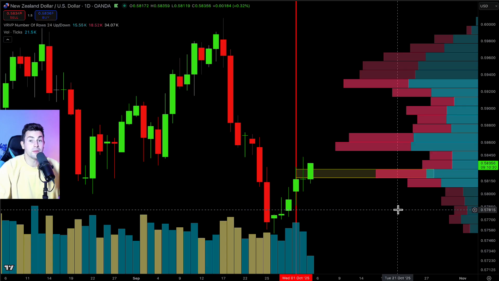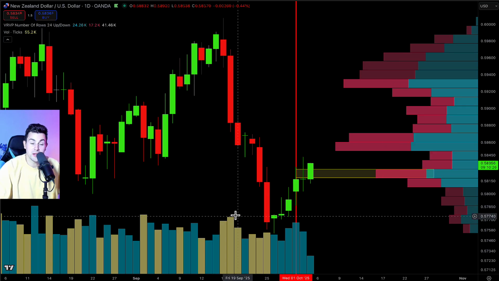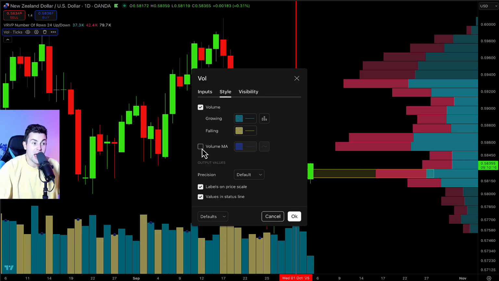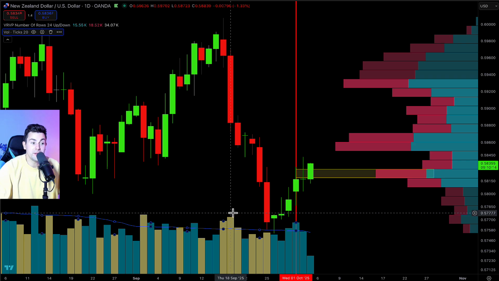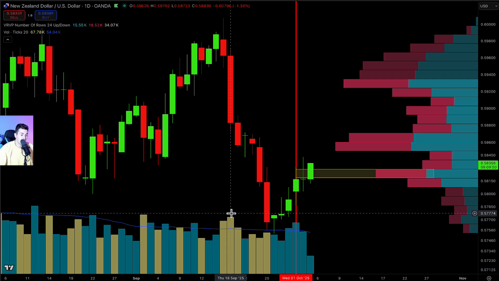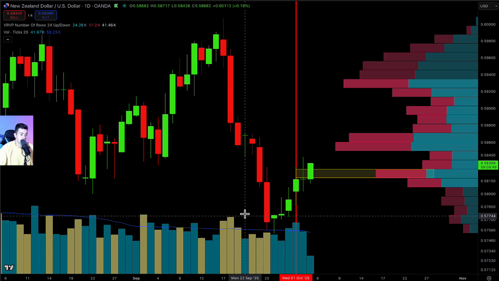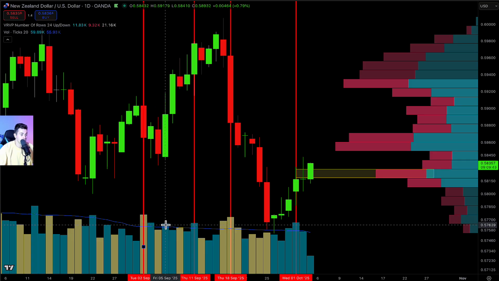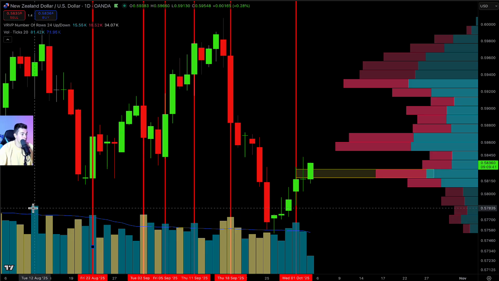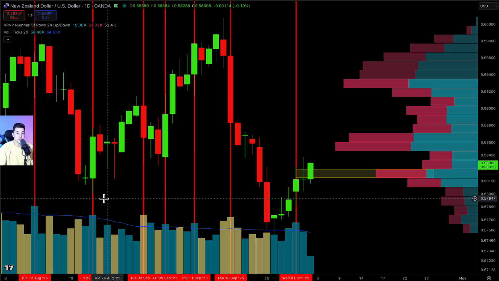In order to find more significant liquidity zones, we will need to continue analyzing volume spikes. And by the way, you can add a moving average to your volume indicator. It will help you to identify volume spikes easier. So let me show you all the significant volume spikes that I see. I see a volume spike right here, right here, right here, right here, right here, and right here. Based on all these volume spikes, we will look for liquidity zones.